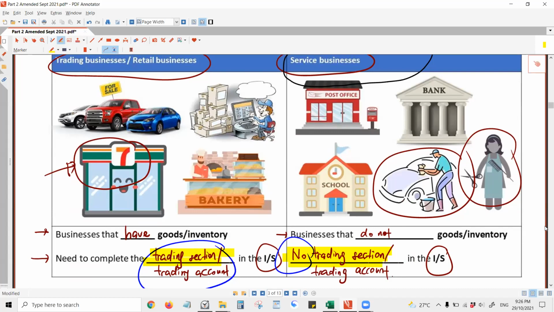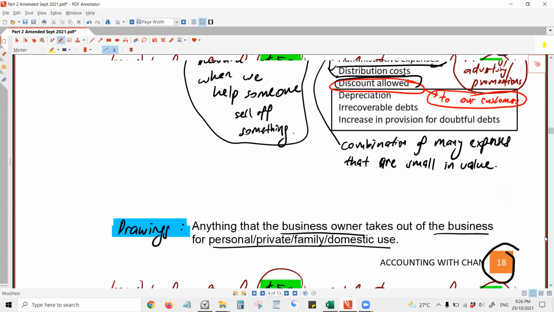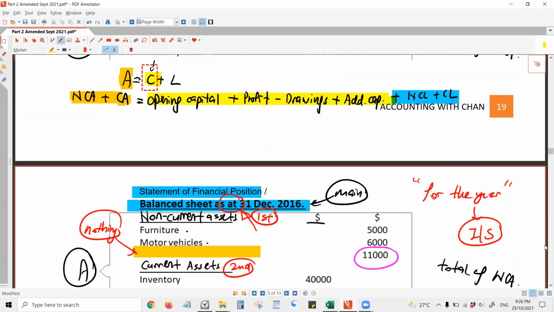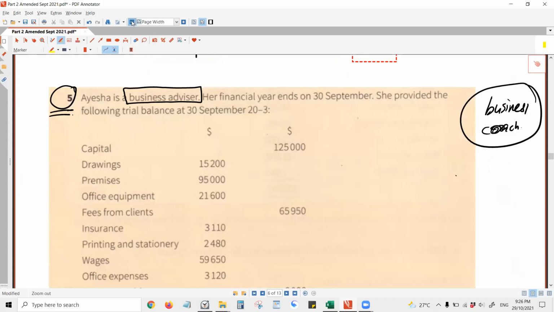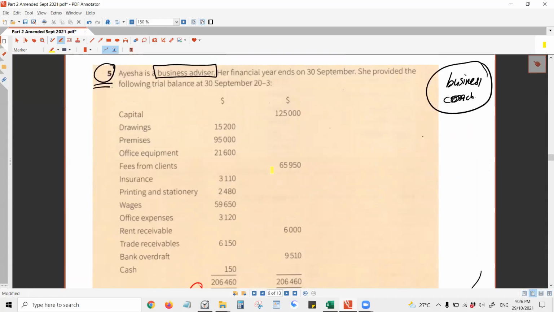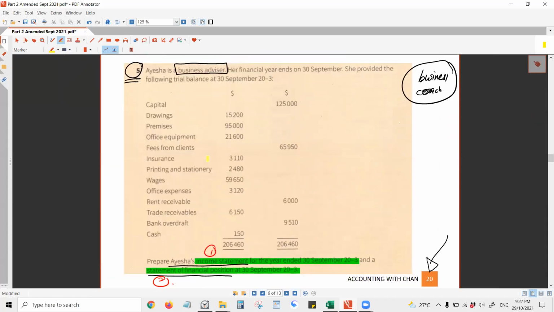So the question that I showed you just now shows you how you do an income statement for service business. Look throughout the question. Do you have sales figure? Do you have inventory, opening inventory, closing inventory? Do you see purchases? Do you see sales returns? Do you see purchase returns? Answer is no, right? Okay. Now, how to do this?